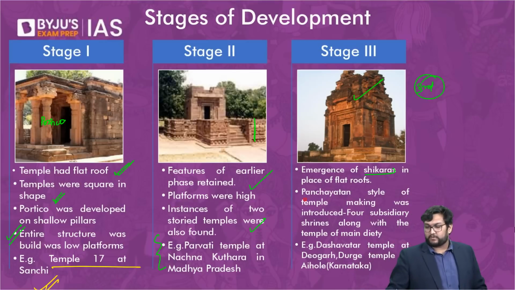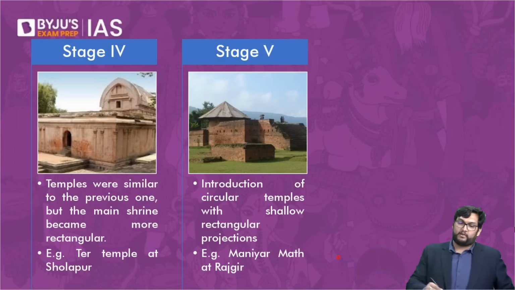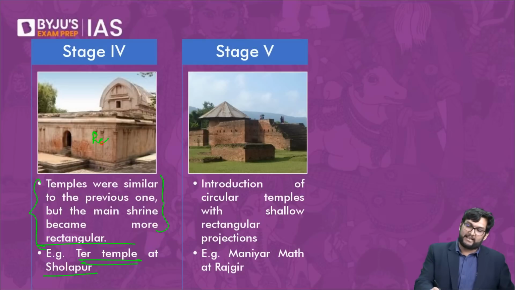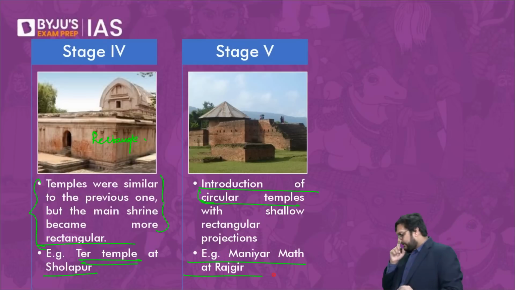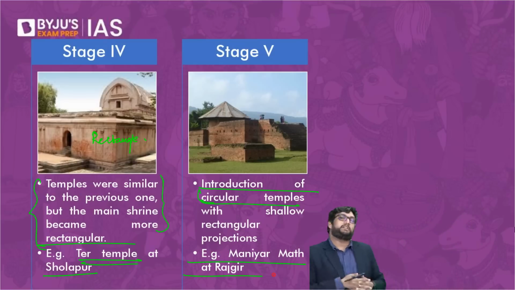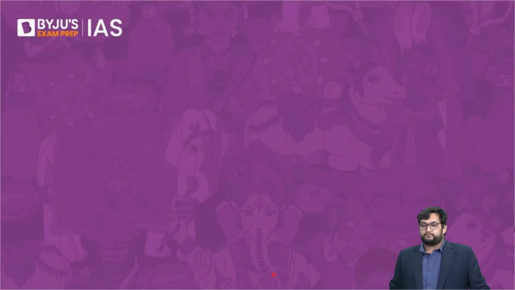Emergence of Shikhar, Panchayatan, with all other features previously, the Dashavatara temple at Deogarh and Durga temple at Aihole. Thereafter, fourth is when all things remain the same, for example, in Ter temple in Sholapur, and just that it becomes a rectangle. And last is the introduction of circular temples, which is the Maniyar Math in Rajgir. And later you have the Chausath Yogini cult itself, which fully uses circular design for temples, which was used for the parliament building also.